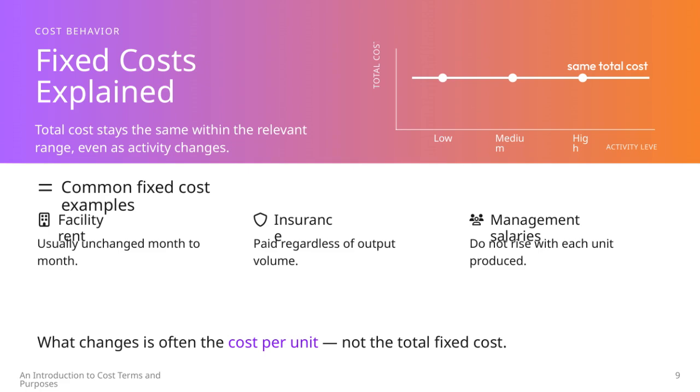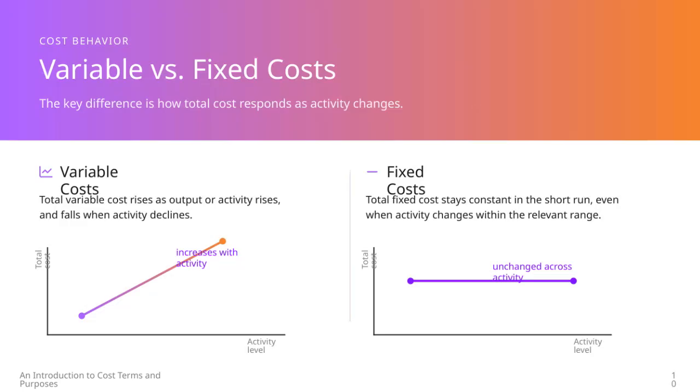insurance costs that are paid regardless of how much you produce, and management salaries, which don't increase with each additional unit produced. Understanding how fixed costs behave helps in budgeting and decision-making, especially when planning for different levels of production.